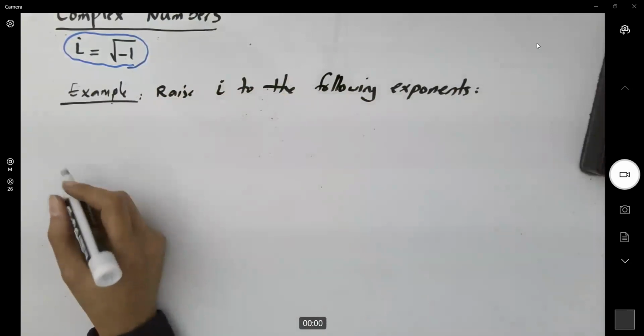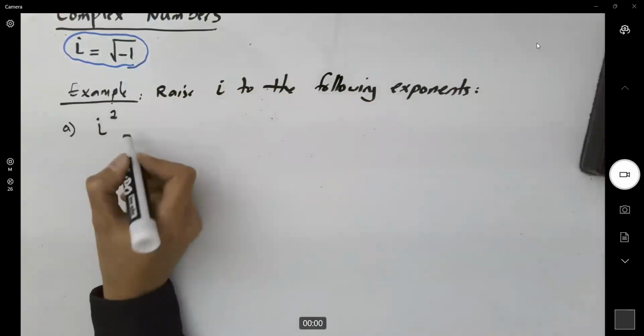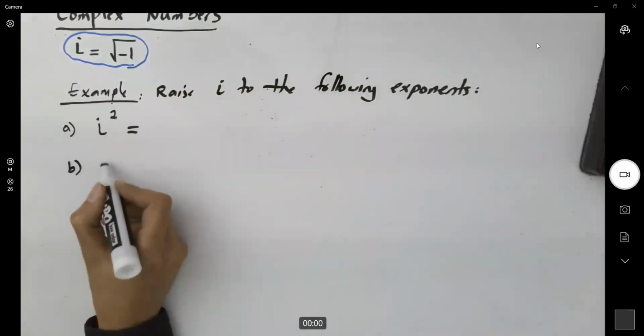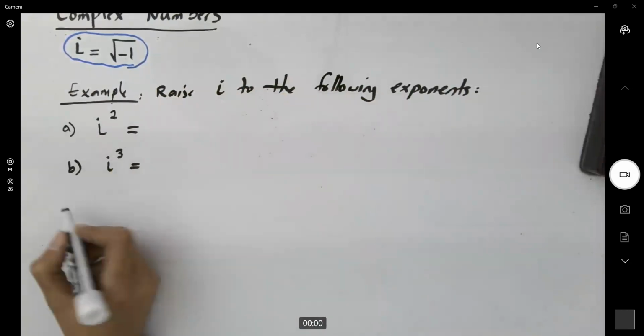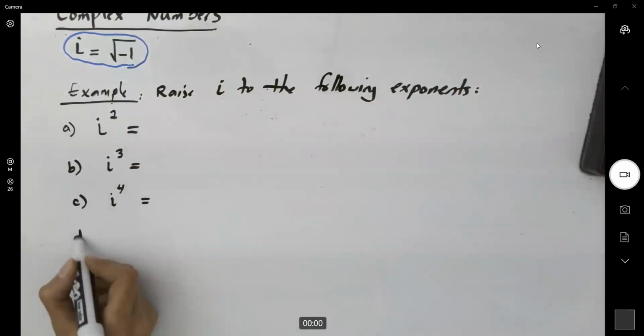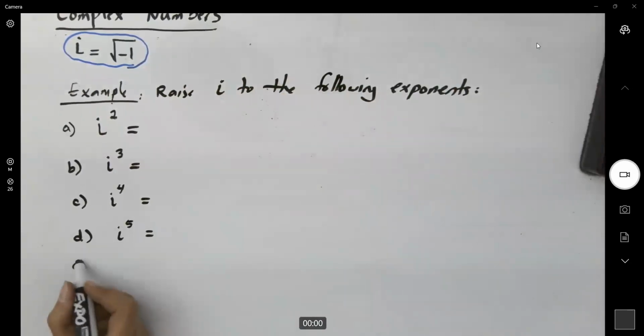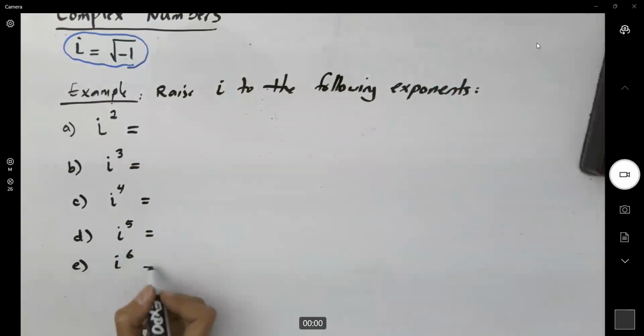Okay, so the very first one says i to the second power. B, i to the third power. C, i to the fourth power. D, i to the fifth power. E, i to the sixth power.